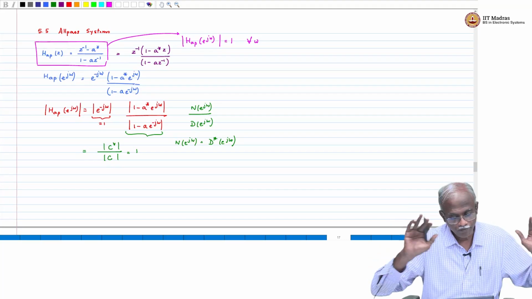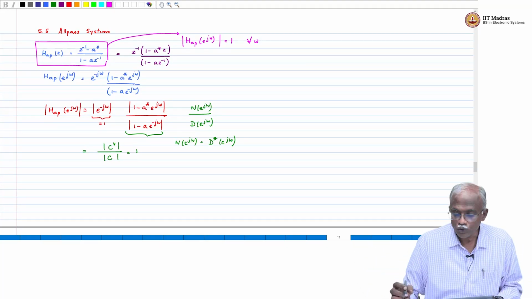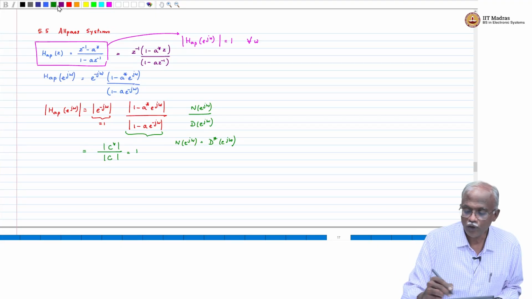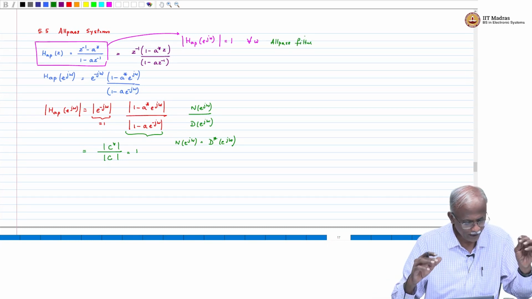It does not attenuate or amplify any frequency. All of them have the same gain. So this is why it is called an all pass filter. All frequencies are passed with the same gain, an all pass filter or an all pass system.